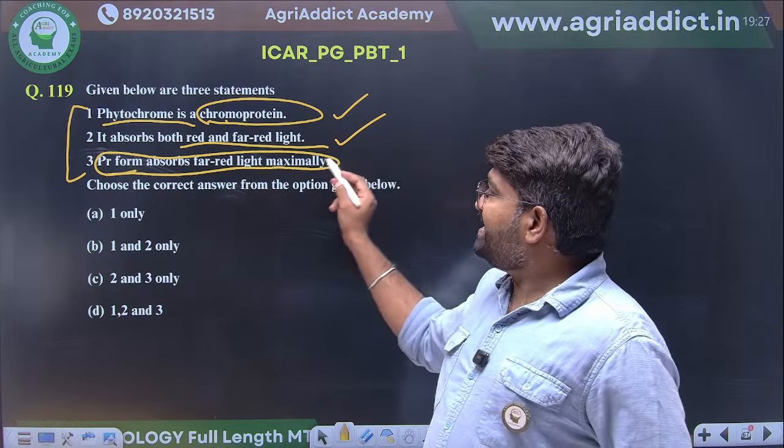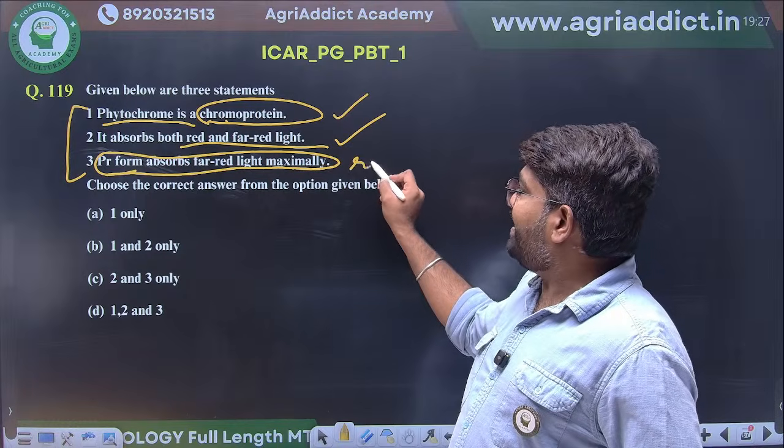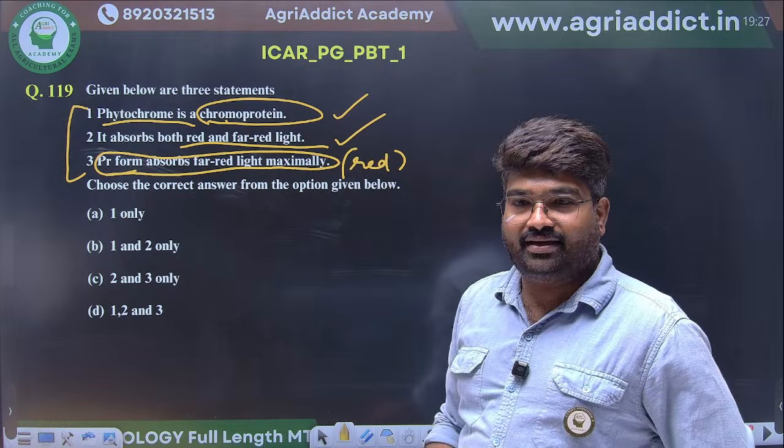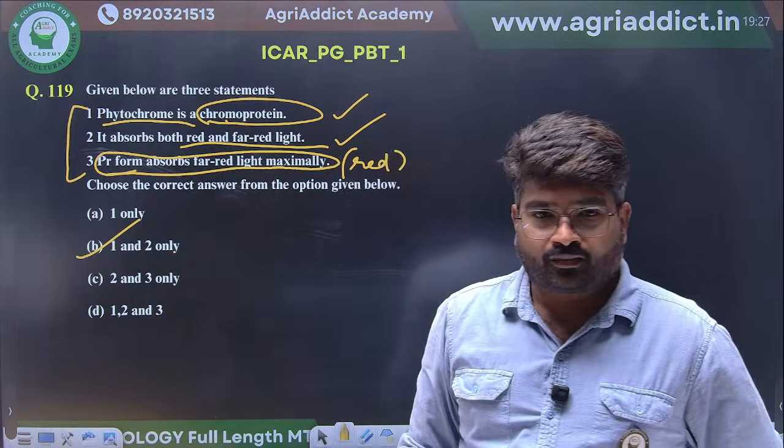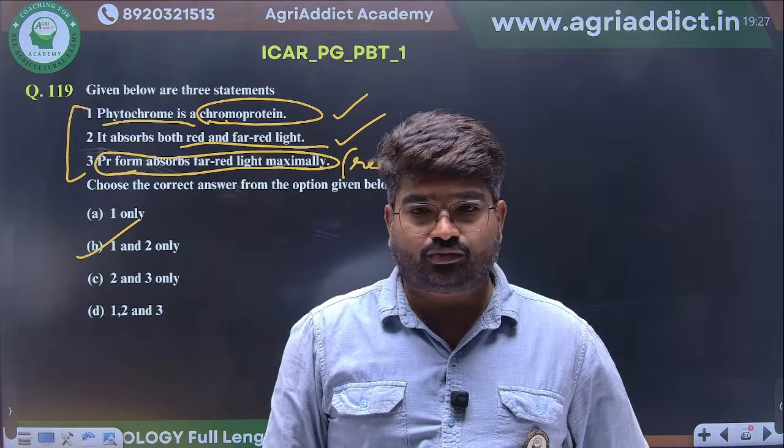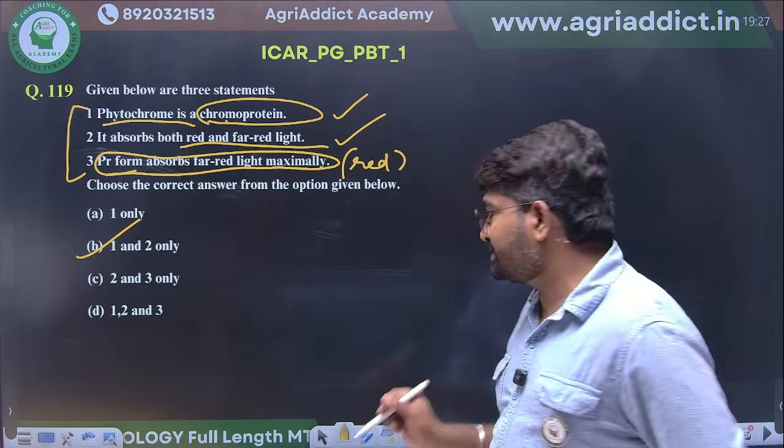So the PR form absorbs red light, not far-red light. So option 1 and 2 is correct. Yes, students, option 1 and 2 is correct.